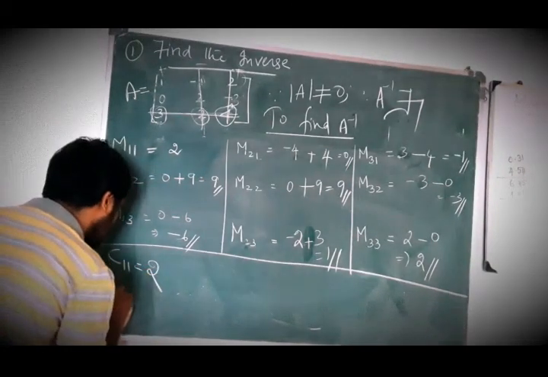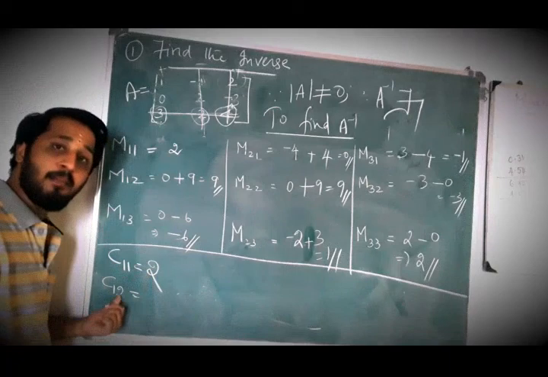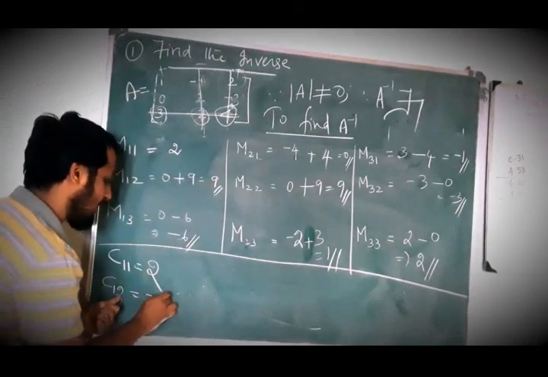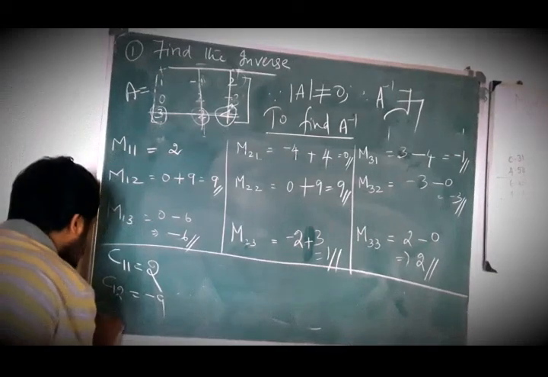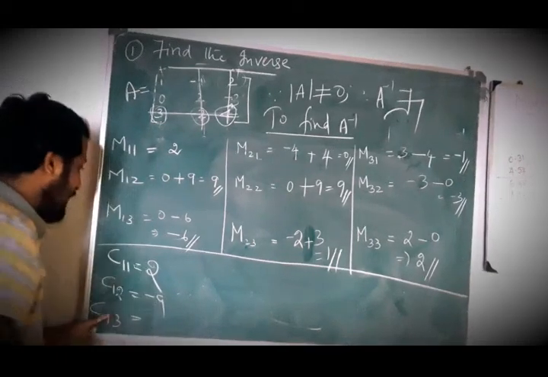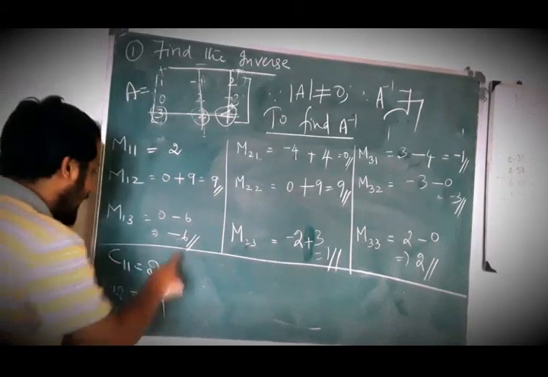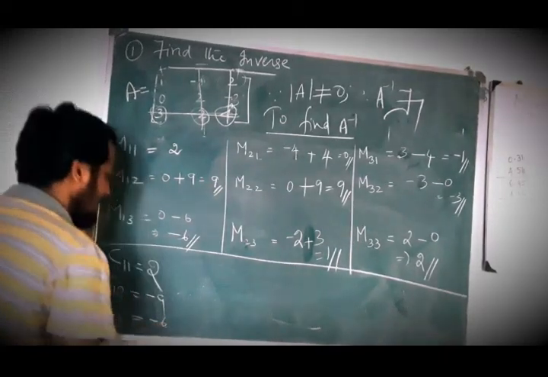What about C12? Since it is an odd number, I have to multiply the minor by minus. So minus 9. Yes or no? C13. 3 plus 1, 4. It is an even number. So the minor will be the same as the cofactor. So minus 6. Yes or no?